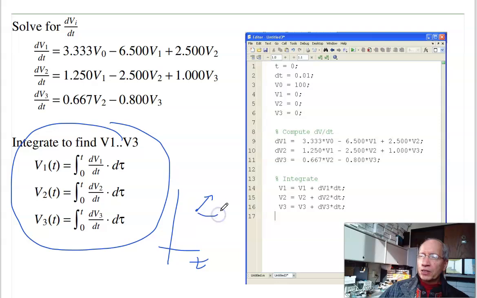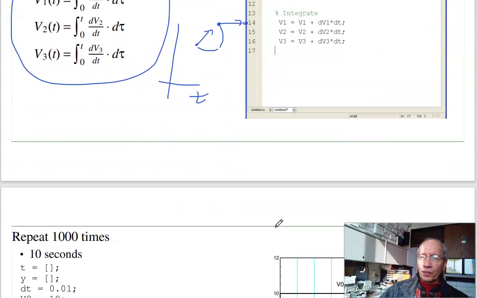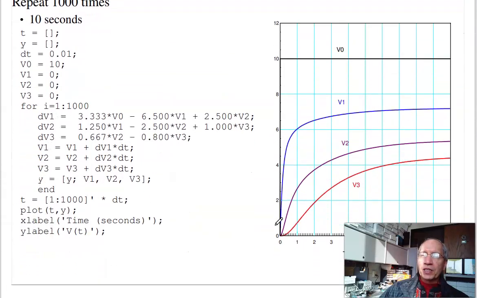If I move forward 10 milliseconds, the change in voltage is dV/dt times dt. That's your dV/dt times my step size, 10 milliseconds, gives me how much the voltage changed. That's my new voltage 10 milliseconds later. Repeat. I get a new derivative. Move forward in time 10 milliseconds. Here's the new voltage. Keep going forward in time every 10 milliseconds. Eventually I get the voltage versus time. So repeat 1,000 times. And here's what you get.